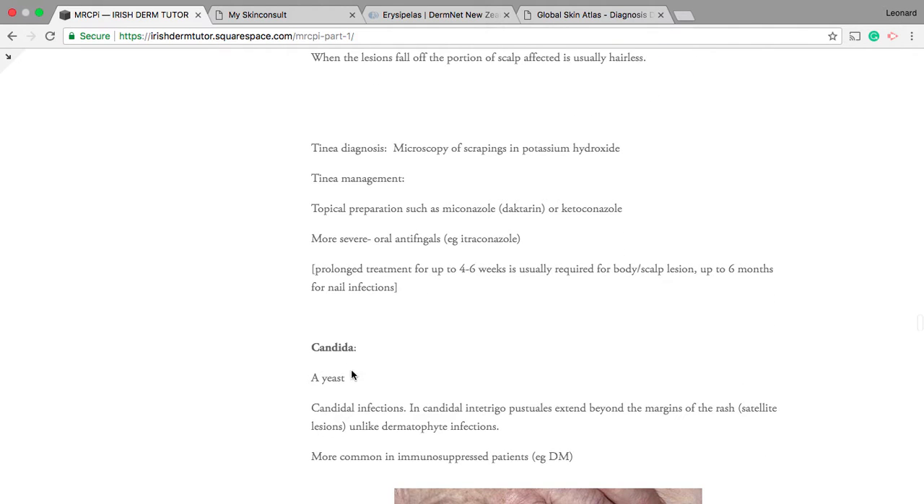So to diagnose tinea, you need scrapings, and you stain them in potassium hydroxide. With regards to management, you can use a topical preparation such as miconazole, which is also known as Daktarin, or ketoconazole. And then if it's more severe, you might need to go on to oral antifungals such as itraconazole.